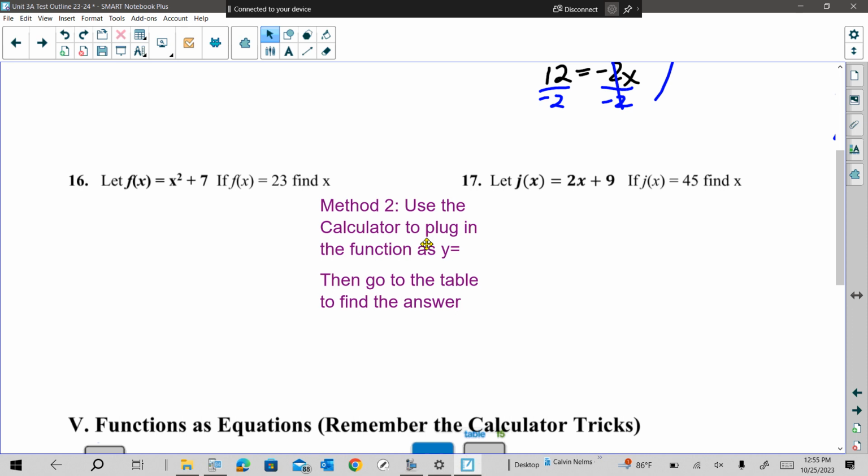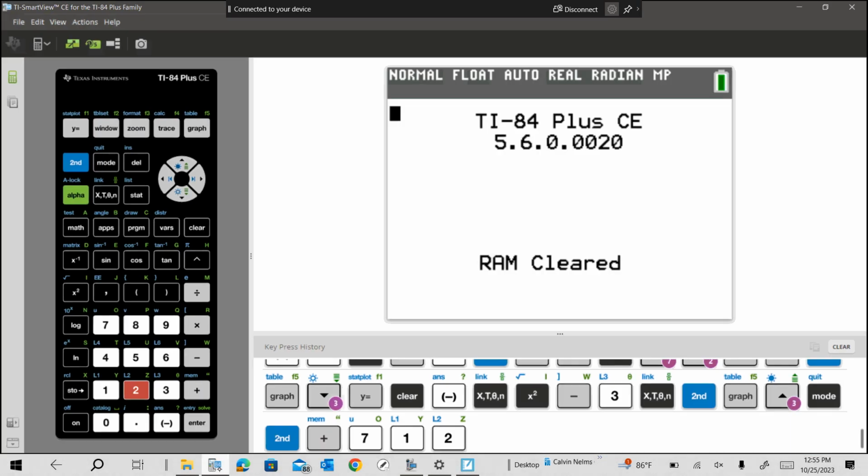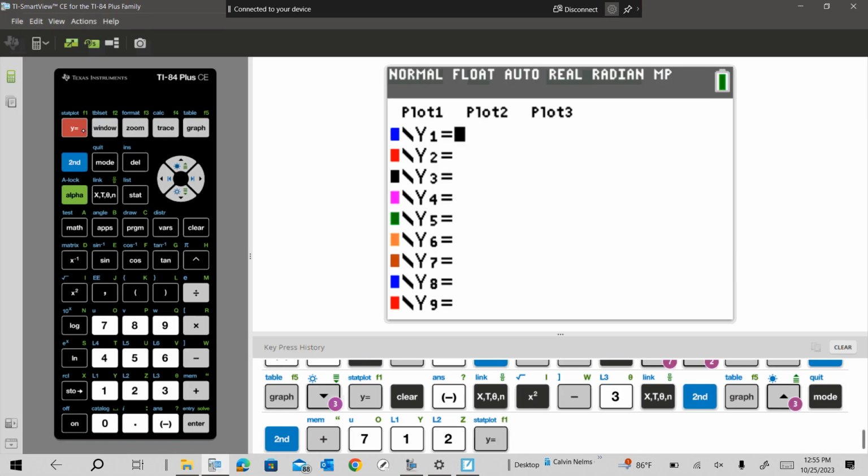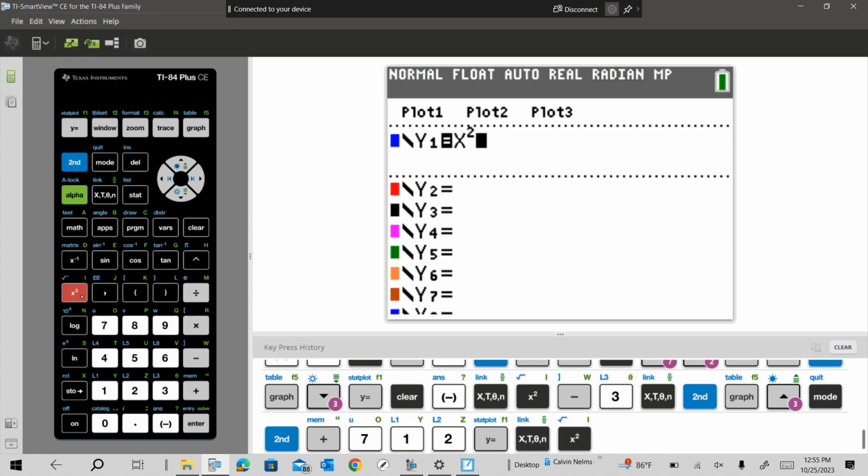You put in the equation for the function. So since this is x squared plus 7, I would write this as y equals x squared plus 7. And y equals 2x plus 9. You have to go to y equals and type in the equation. For number 16, since we have x squared, we type x, square it, and then plus 7.